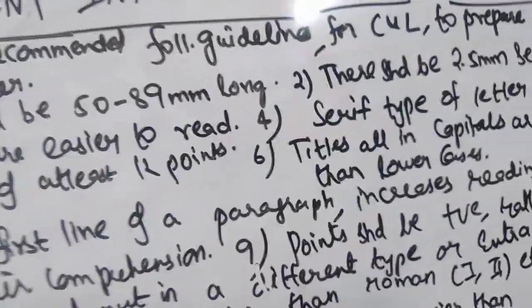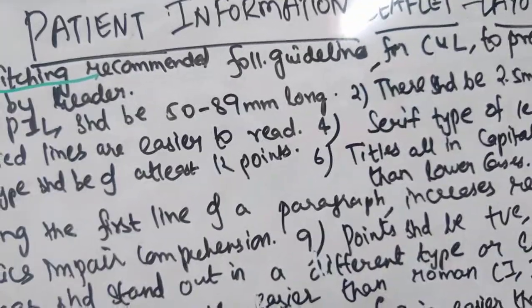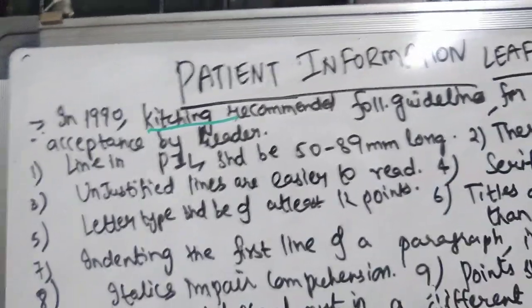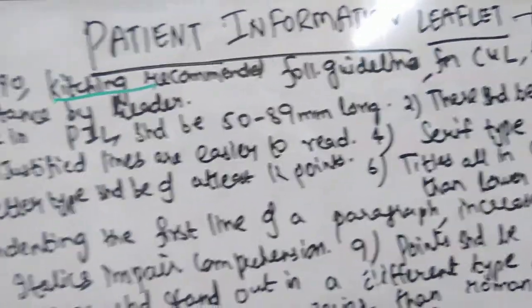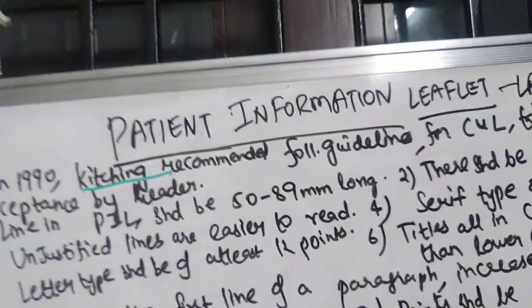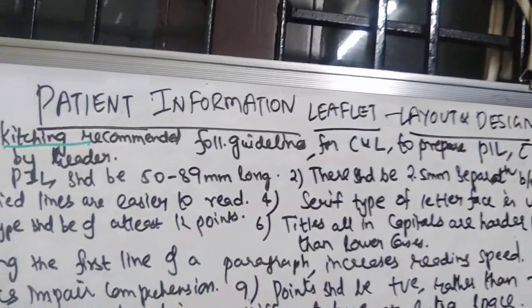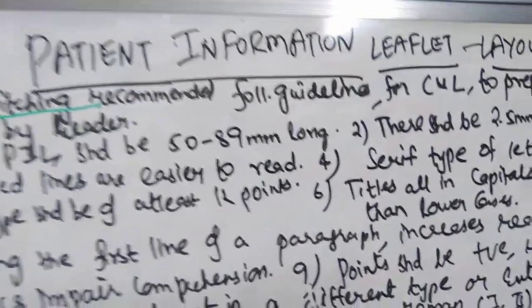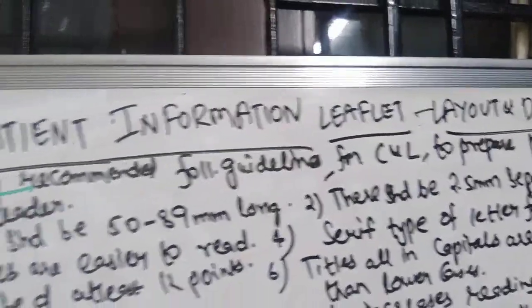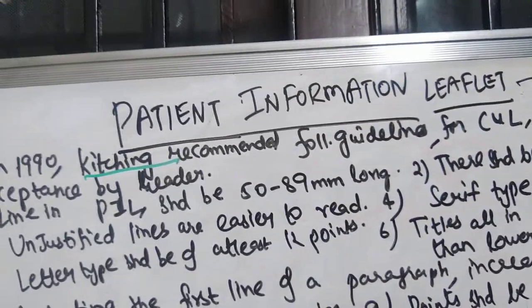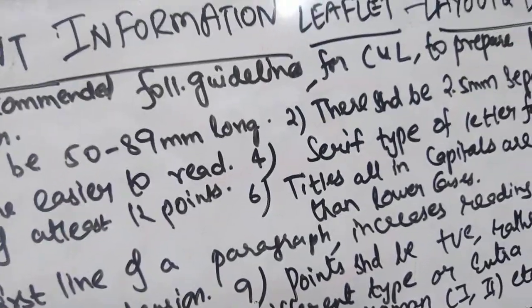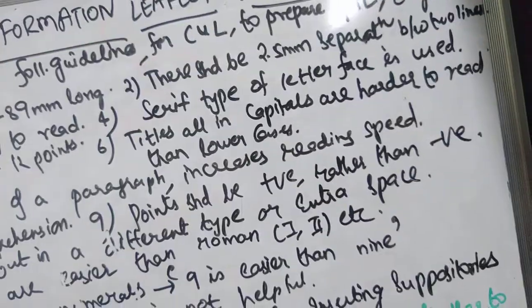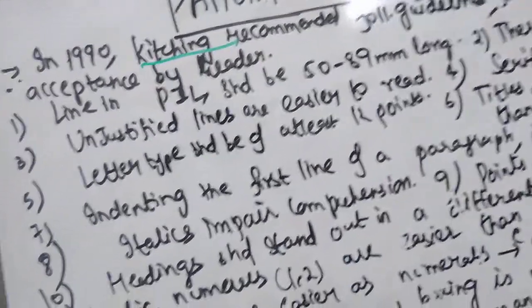So today we are going to discuss the information leaflet layout and designs. Why are they important? Because an appropriate layout and design of a leaflet will improve patient acceptance. If the layout is proper and the design of the leaflet is very good, then it will increase patient compliance. So in a way, it will improve patient acceptance. That is why layout and design are very important, and many guidelines were published to show the model information leaflet. Many models were also published to show how a leaflet looks.